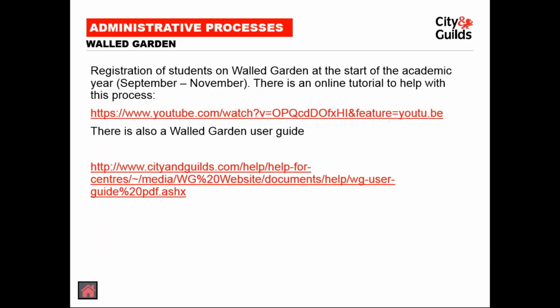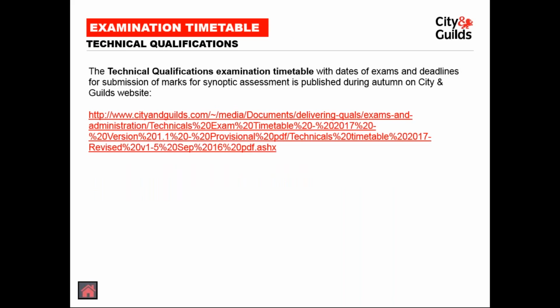In terms of our administrative processes, you will need to register students on walled garden at the start of the academic year. And you will have some support. There is a YouTube video about how to do that, and there's an online tutorial. So have a look at those. It would be a case of going into walled garden, selecting the City and Guilds digit code for the technical award, and registering learners.